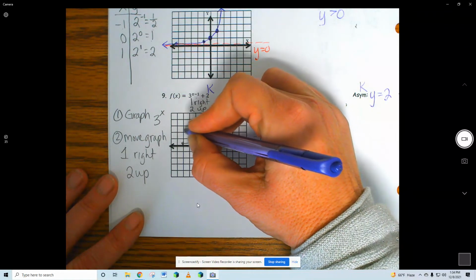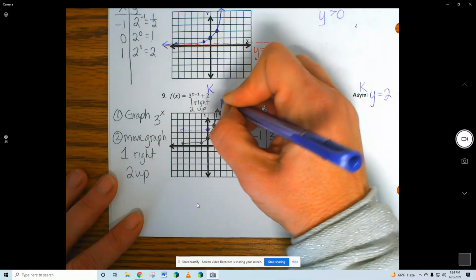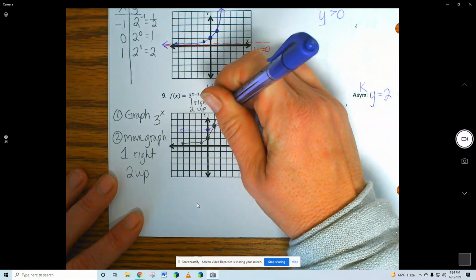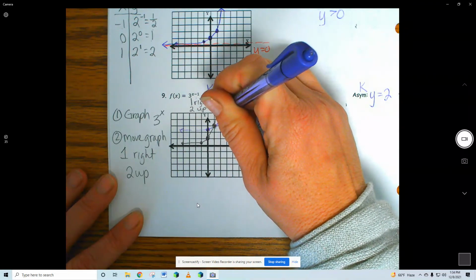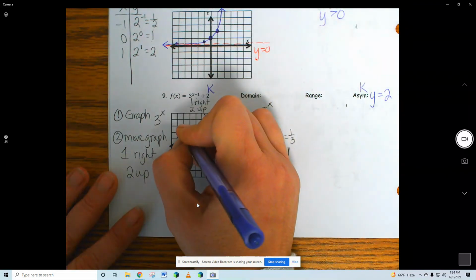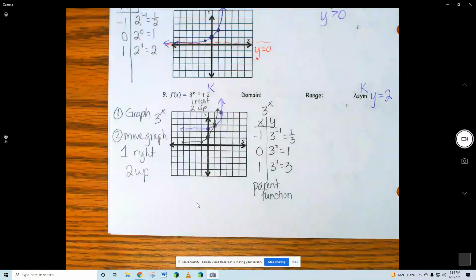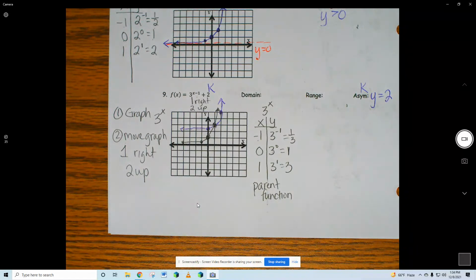Now it's never going to touch the line y equals 2. That's my asymptote. That's the line it never touches. I find out the asymptote because it's the k. It's that 2 at the end, that number at the end.